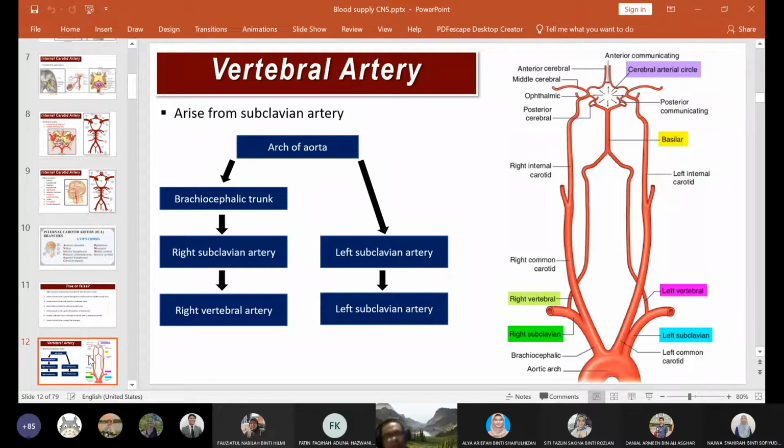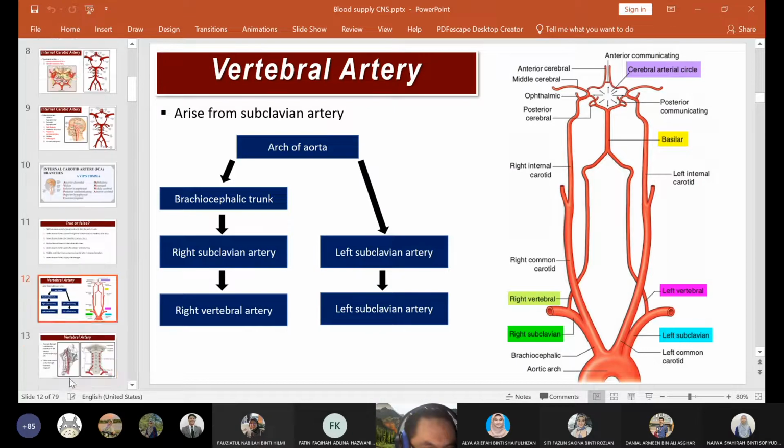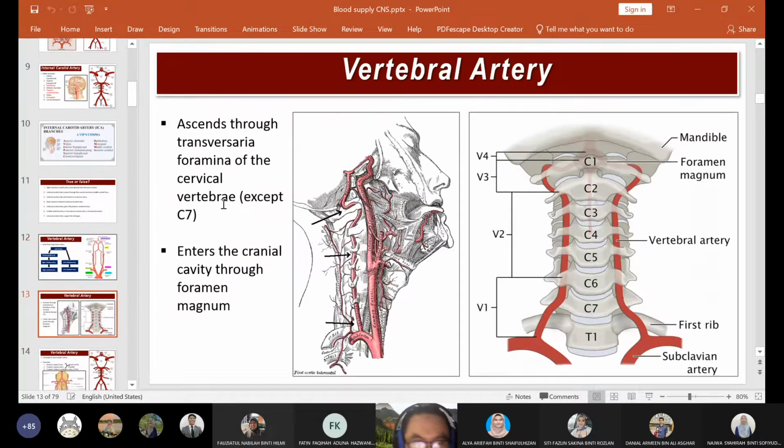Now, that's the internal carotid artery. Okay kan? Boleh follow. Vertebral artery pula. Just now sama je. This one is coming from the subclavian artery. So the left vertebral artery is coming from the subclavian artery on the left, and the right vertebral artery from the subclavian artery on the right, after coming from the brachiocephalic trunk. Easy lah. It ascends through the transverse foramina of the cervical vertebrae.